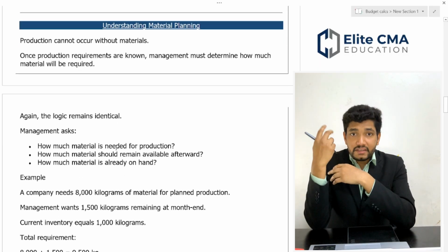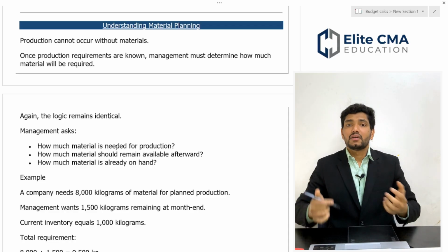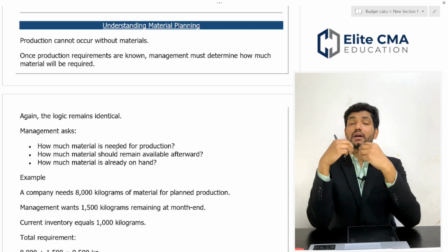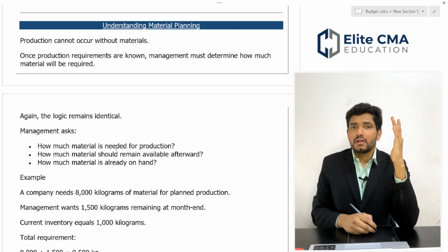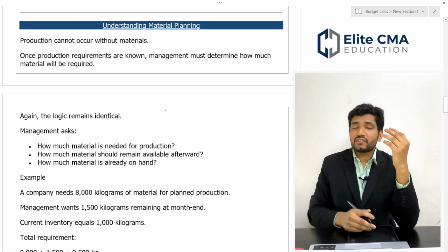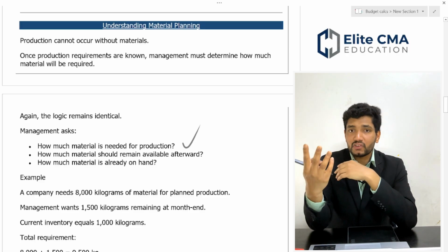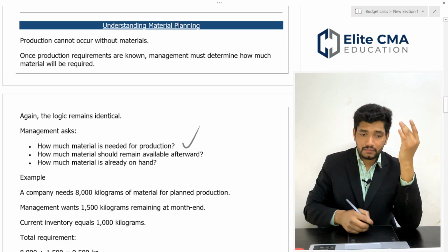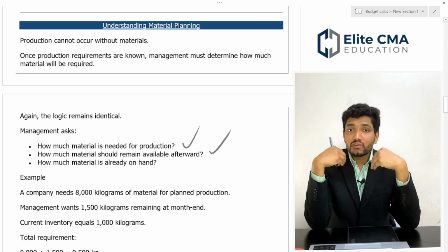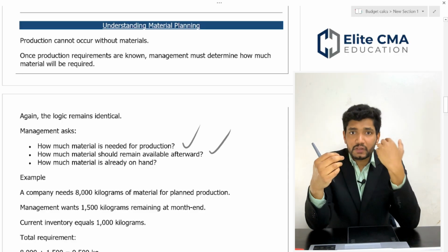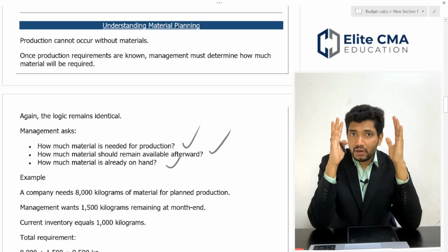Okay, now let's move into material planning or the purchase budget. Once you have made your production budget, now you have to understand what your material requirement is, or you have to come into material planning. So in the material planning process, the management asks how much material is needed for the production. For a particular production, how much material is required. Again, how much material should remain available afterward. What should be your ending inventory of raw material for that particular period. Again, how much material is already on hand. This is the opening stock.